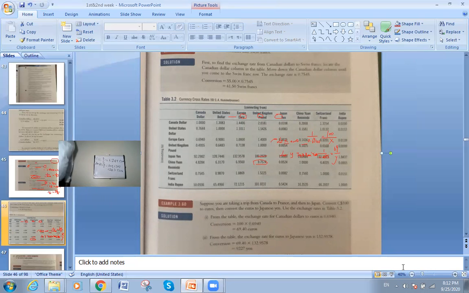To finish this, it basically depends on the table, so you have to be very aware of how you will work, otherwise you will make a mistake. Let me repeat it. To convert from Canadian dollars into Swiss francs, I move vertically, down the column, from Canadian dollars to the Swiss francs, which is this one.